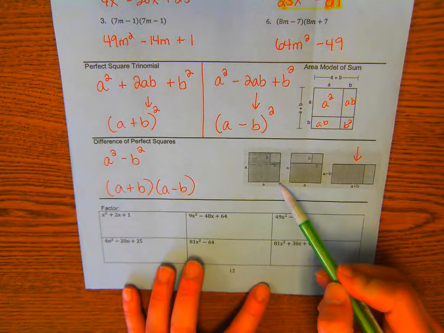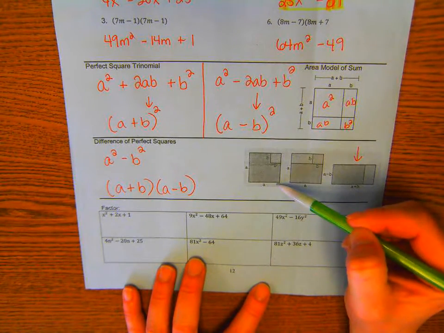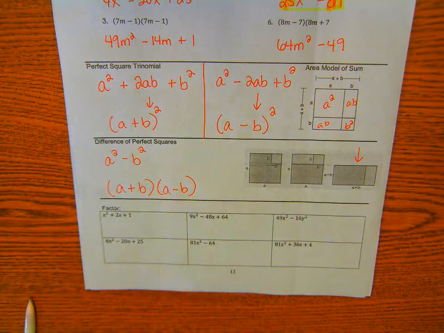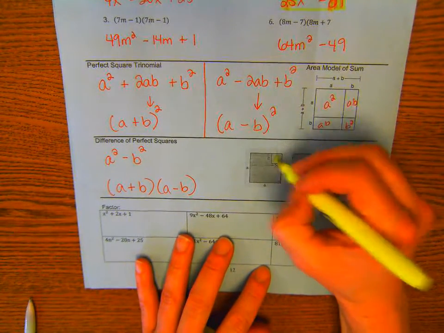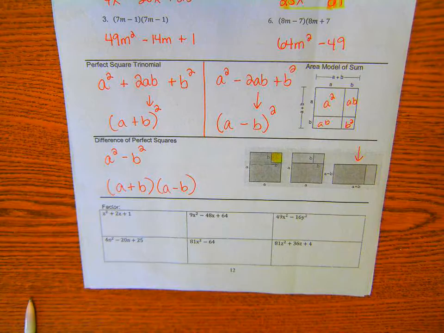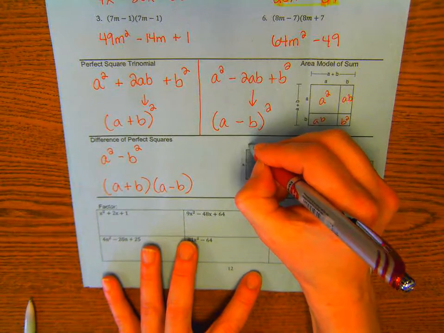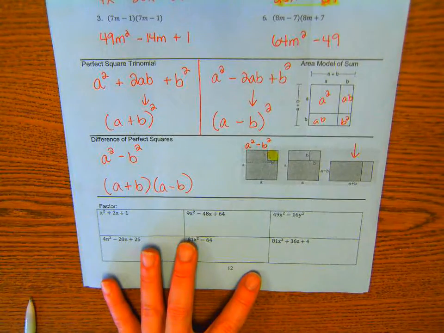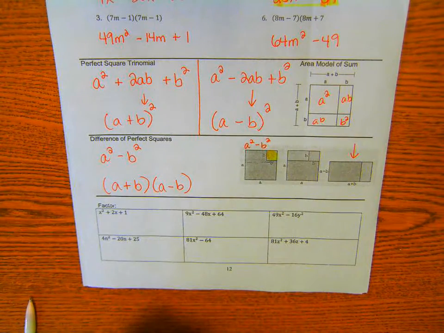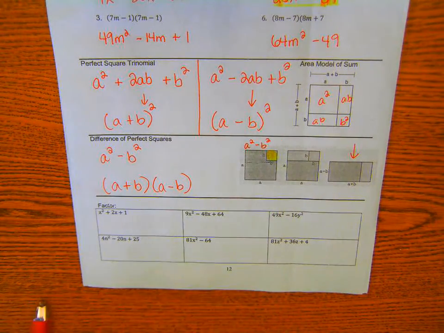So, do you see how this is a and this is a? I'm going to explain this picture for you. This whole piece is a and this whole piece is a, correct? Okay. If I would take out this little square, wouldn't the area of this be a squared minus b squared? Big rectangle minus little rectangle.